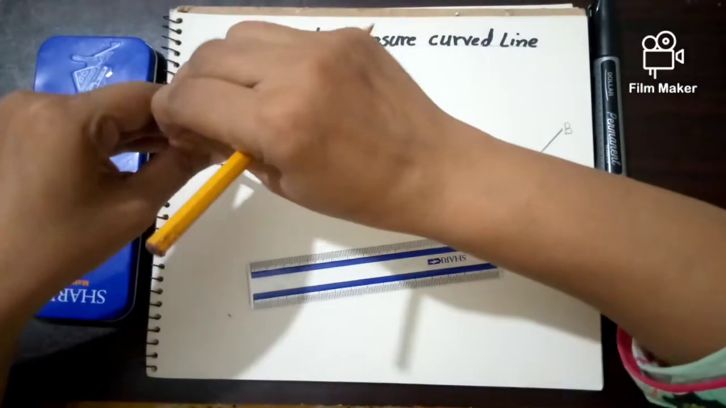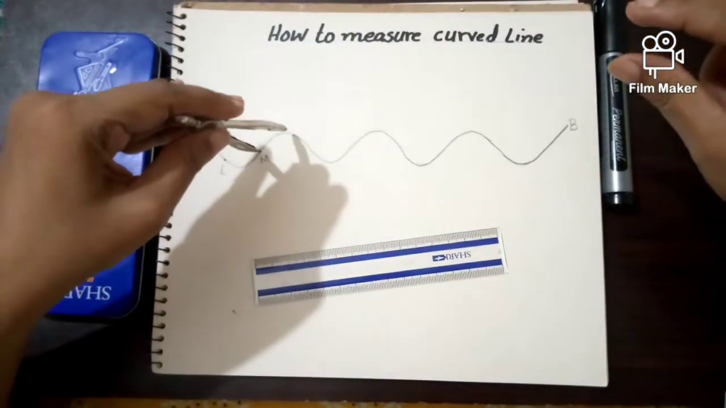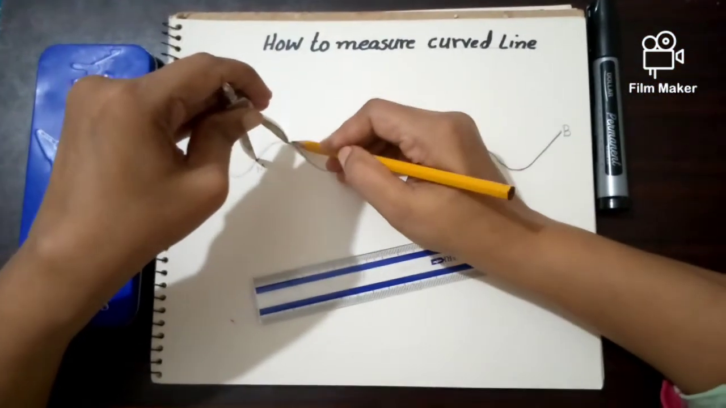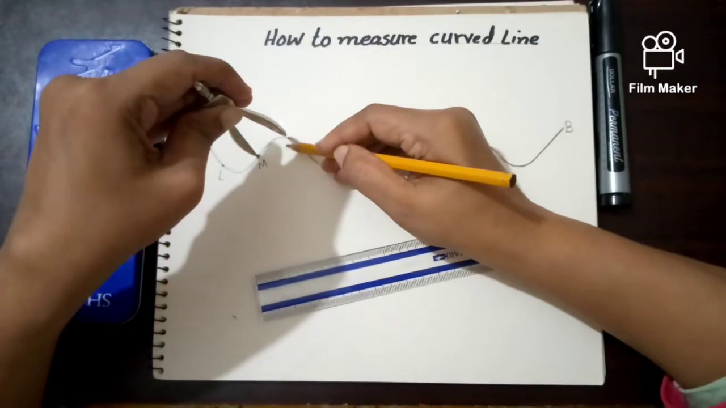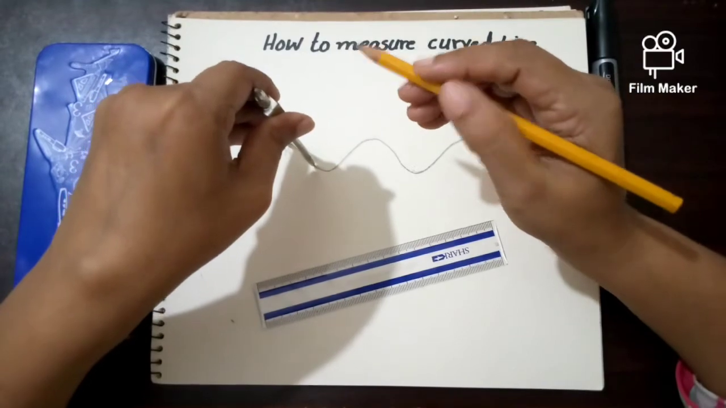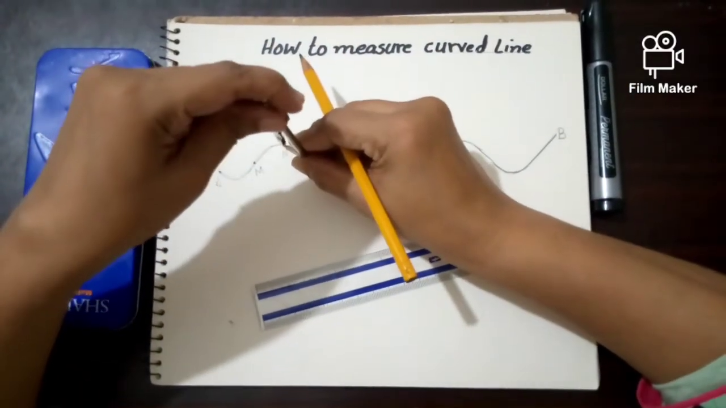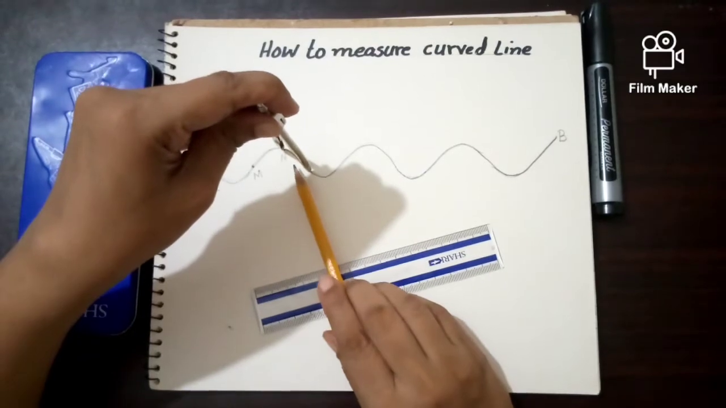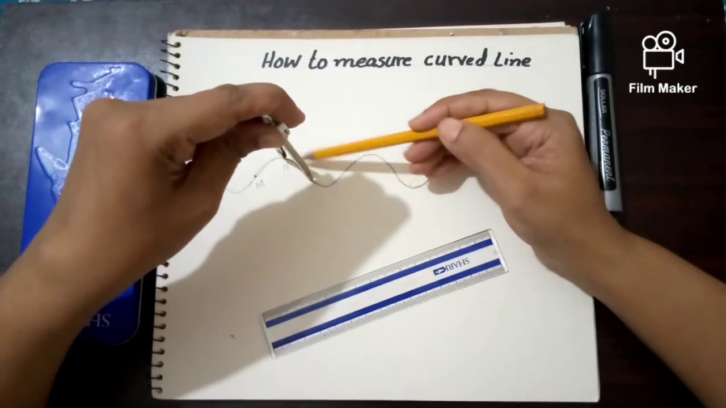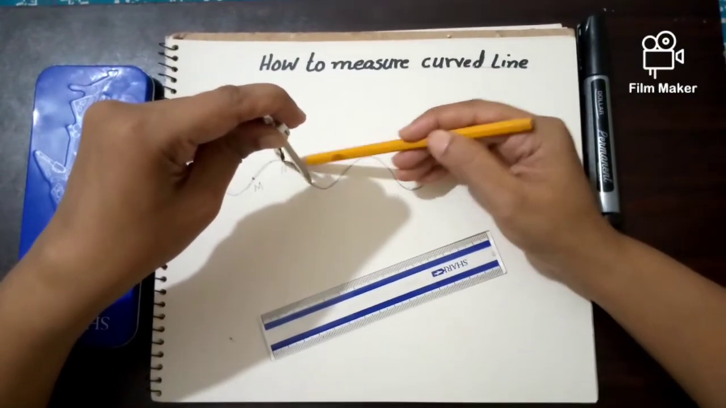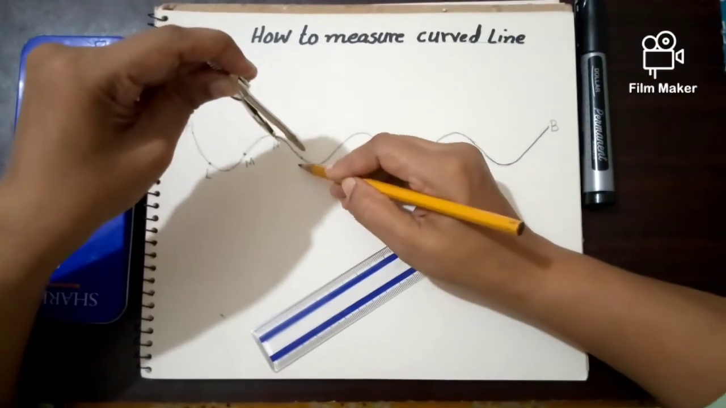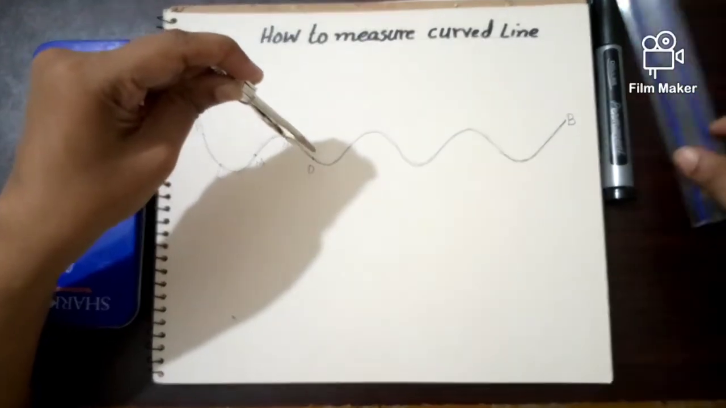Then turn the divider again and place it on the next point and mark this point as N. Then you can see each line segment is of 2 centimeter because the divider was open at 2 centimeter. This point L, M, N and O.